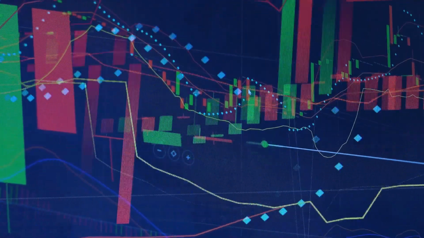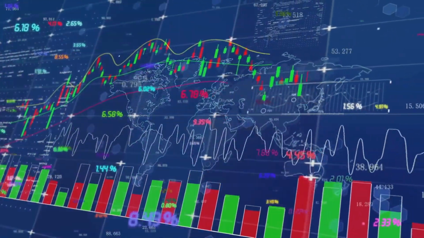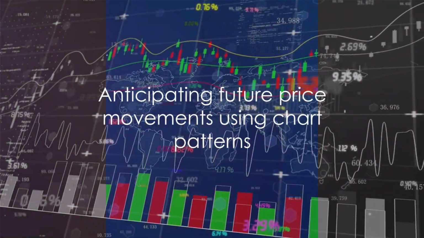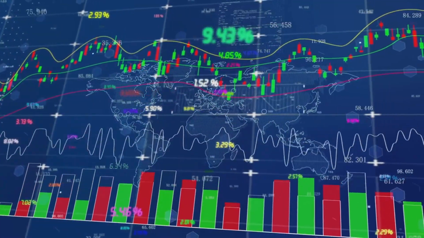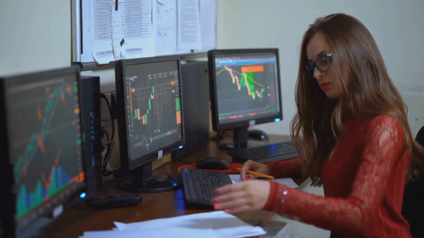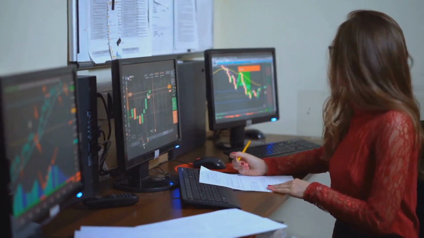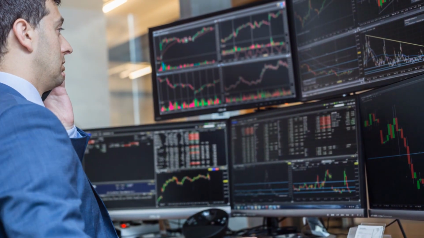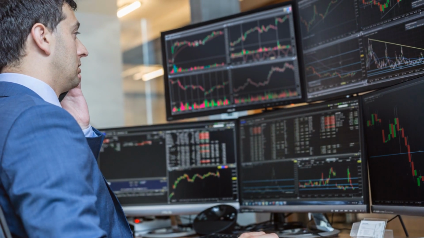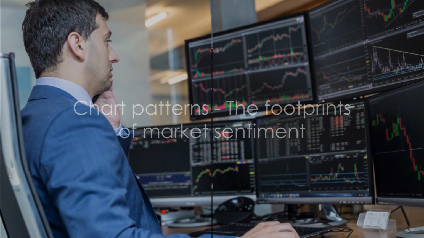They are predictive tools that traders use to anticipate future price movements. When a certain pattern emerges on a chart, it can suggest what might happen next. For example, a double top pattern could indicate a reversal in a rising market, signaling that it's time to sell. Just like a detective looking for clues, traders study chart patterns to predict the next move in the market. Remember, these patterns are like footprints of market sentiment.